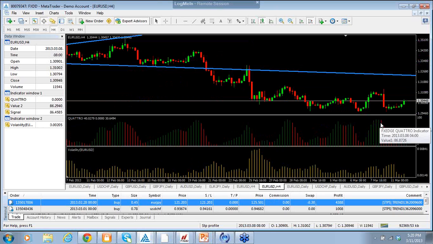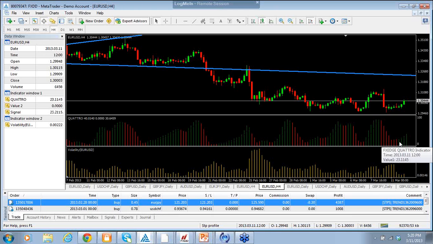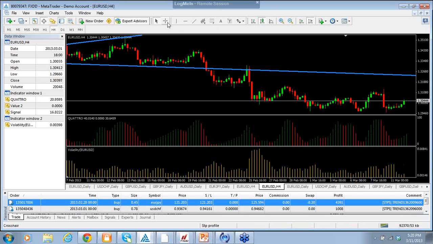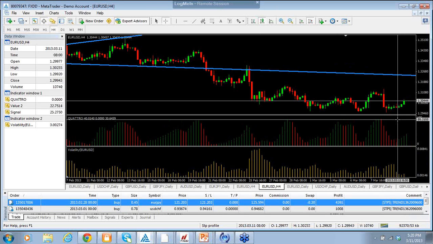Now we had a change from green to red on the FxEdge Quattro. Didn't get us into a sell here because we simply just didn't have enough sell pressure. We had too much buy pressure, I should say, which is more important. And so we did not take that sell trade. Then we did take this buy. We had a change from red to green again.